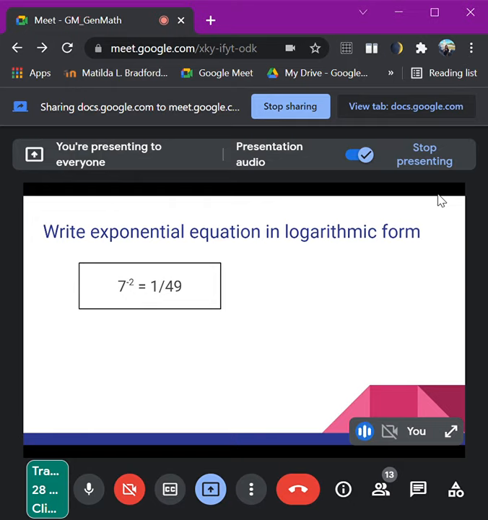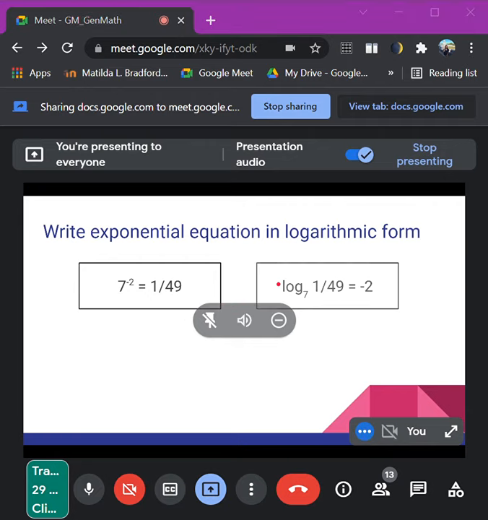Okay, let me give you a clue: the exponent. It got changed. Sige. The logarithm of 1 over 49 with base 7 equals negative 2. Very good. Okay, so you have there the logarithm of 1 over 49 with base 7 is equal to negative 2. Okay, good job. You identified it. Now, let's have the next one.